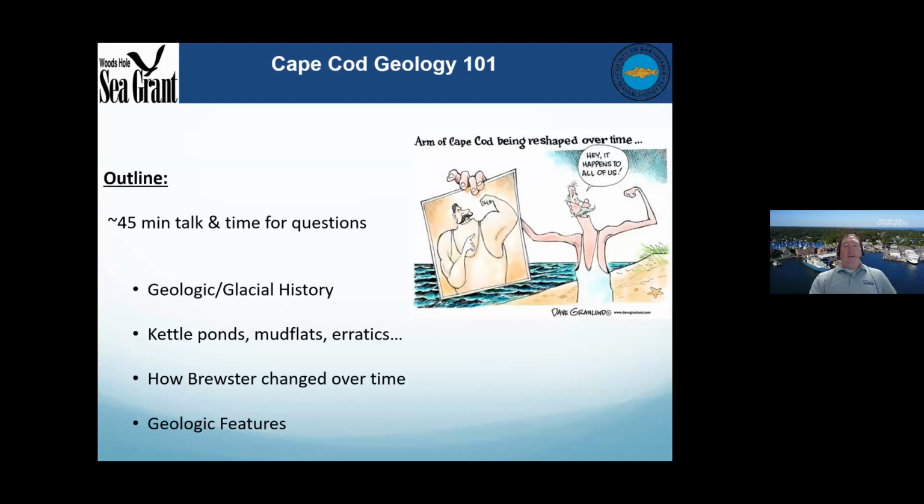So I've planned the talk for about 45 minutes, give or take, depending on whether we get many questions along the way, and we can address those at the end also. We can't really talk about Cape Cod unless we go back to glacial history. That's really where most of Cape Cod came from, other parts that got deposited here. Some of the specific features we'll be talking about are kettle ponds, the mudflats, the flats of Brewster, and some glacial erratics, really just how Brewster has changed over time.